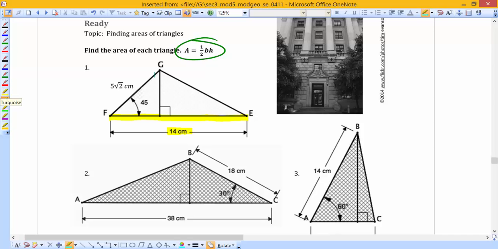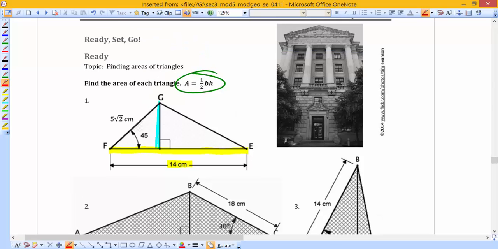The problem is the height is always perpendicular to the base. The height must be perpendicular to the base. I don't have the height. What I am given is a hypotenuse. I'm not given the height of the triangle, so we have to find it. In order to find it, we are going to have to use SOHCAHTOA.